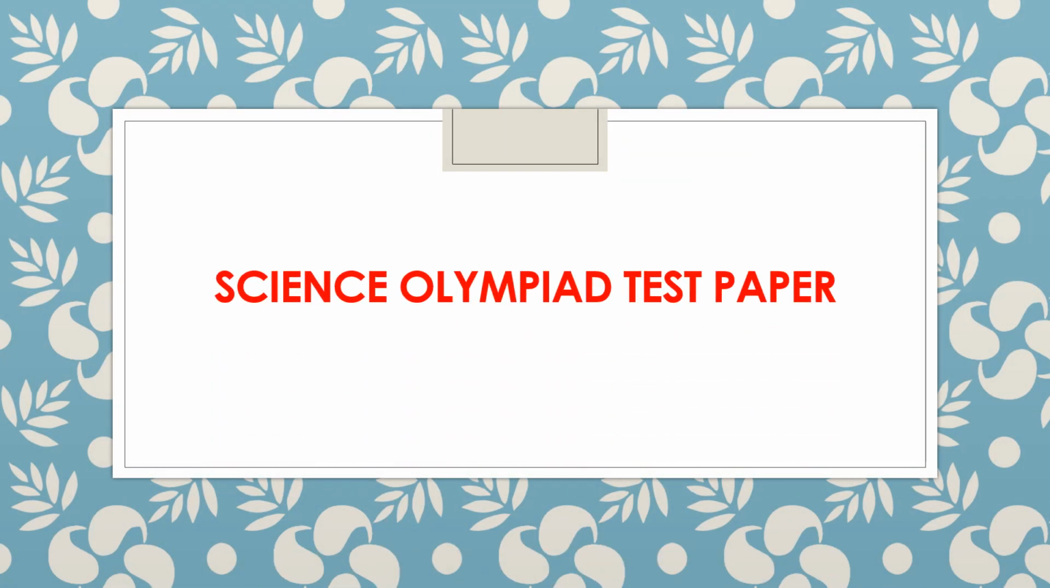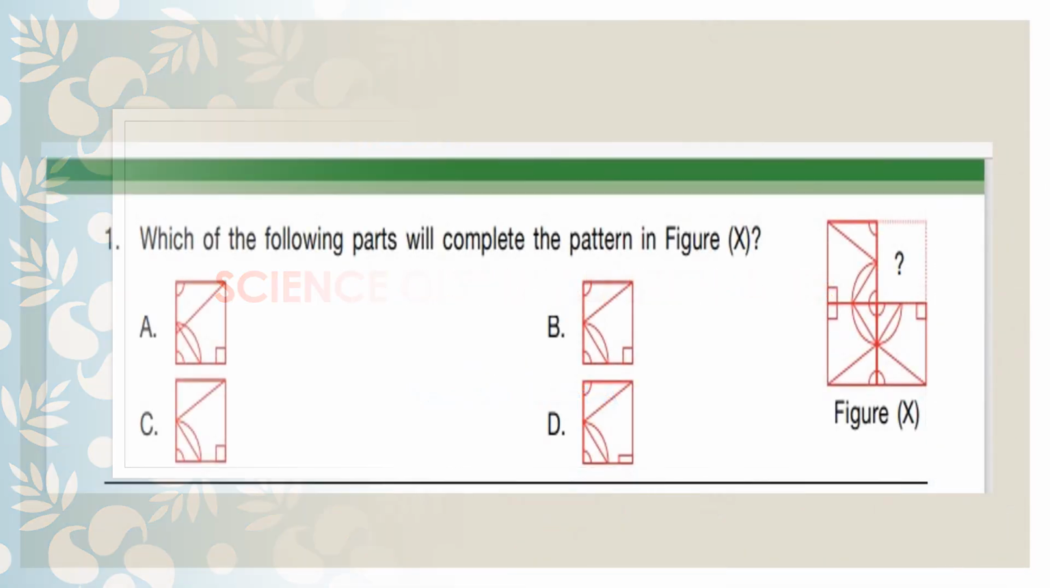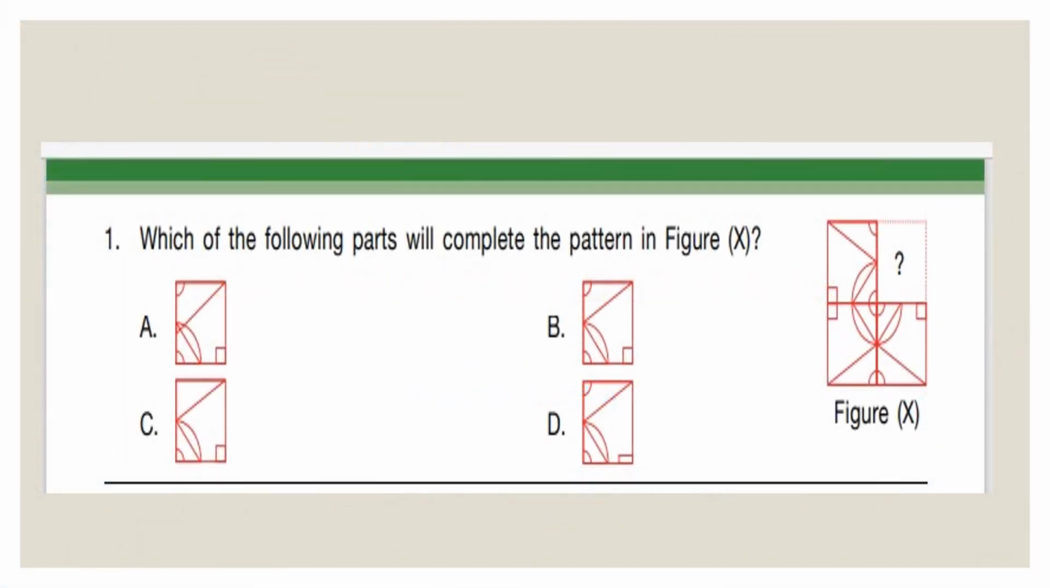Science Olympiad Test Paper, Class 2, Year 2014, Set A. Question number 1. Which of the following parts will complete the pattern in figure X? This is figure X, and the right answer is option B.